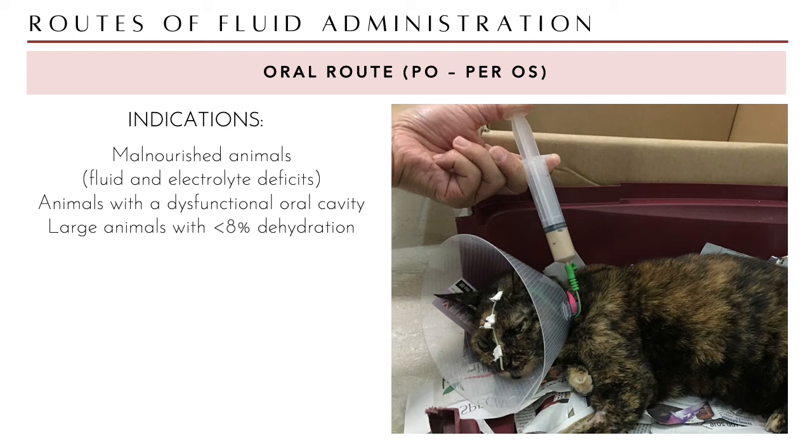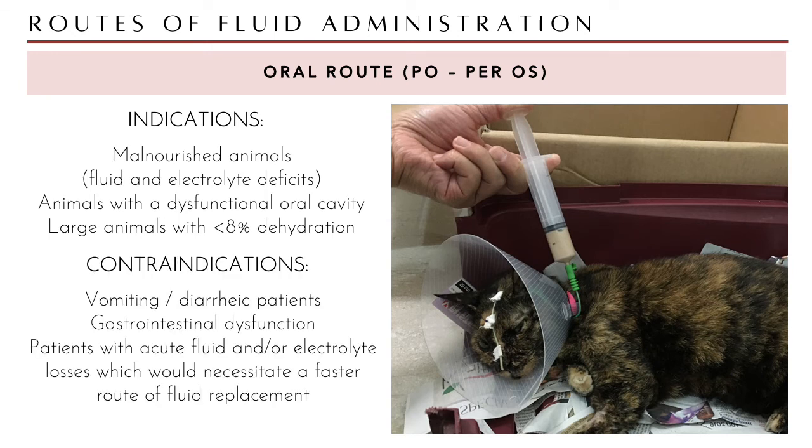Right? Now, contraindications, when not to choose the oral route. When you have vomiting or diarrheic patients, of course, you would expect if you're giving so much through the oral route, it's either they're just gonna throw it back out, or the patients will not be able to absorb it if the diarrhea is caused by malabsorption in the gastrointestinal lining, right?